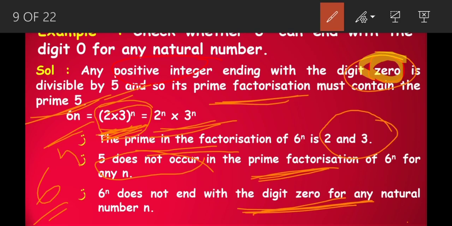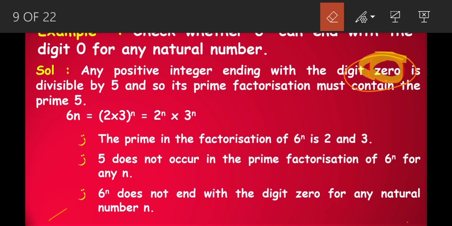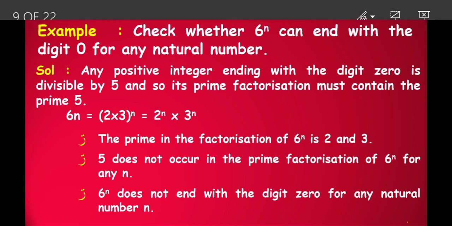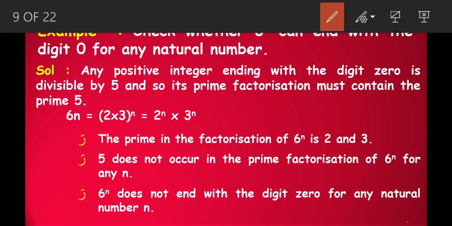Okay. So here what they have told, children. Now what is the given number here? 6 power n. What we have to tell? For any natural number like 1, 2, 3, 4 in the place of n, whether it will end with 0 or not. So ending with 0 means what? If it is ending with the digit 0, compulsorily there should be a prime factor 5.